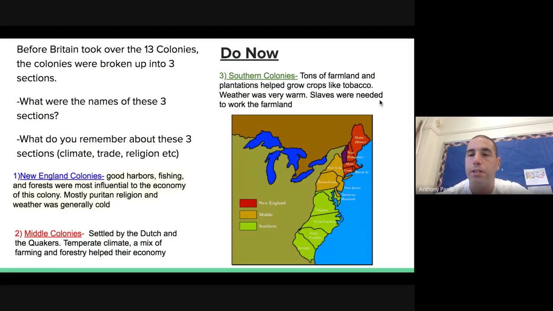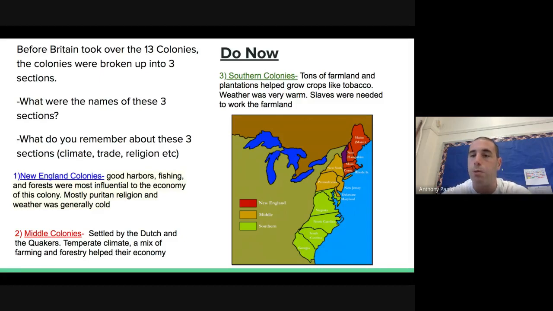So the southern colonies have tons of farmland, and plantations help to grow crops. Plantations are extremely large farms. You have a person or a family that owns the plantation, and hopefully you realize they needed slaves to work on those plantations. So this is why the South had so much slavery early on in our country. If you went to the New England colonies or the middle colonies, you very rarely see any slaves. In fact, some colonies like Connecticut wouldn't even have any in the 1700s.